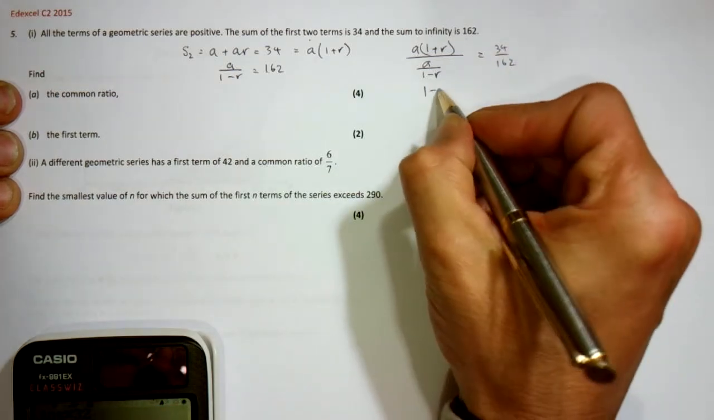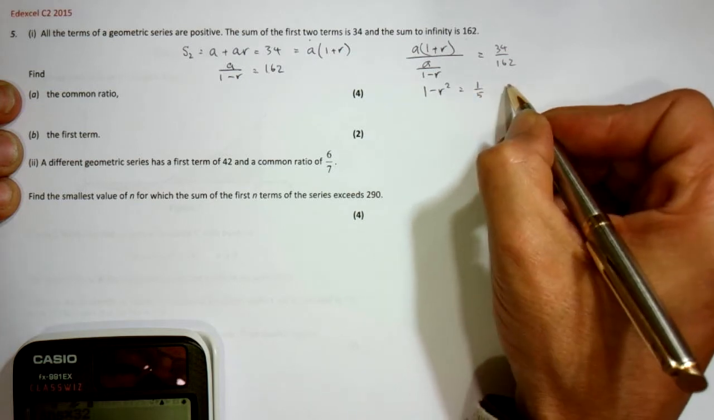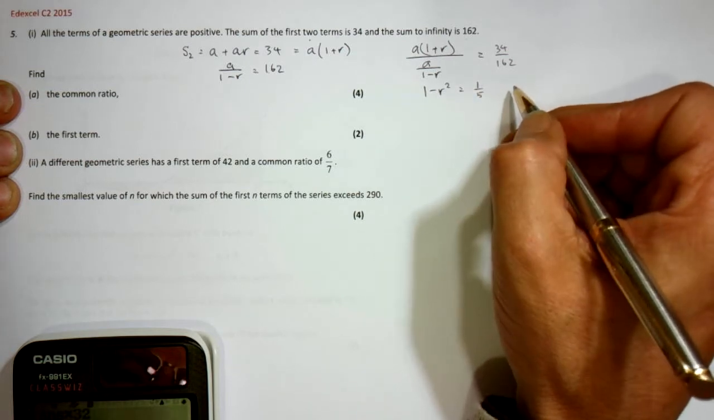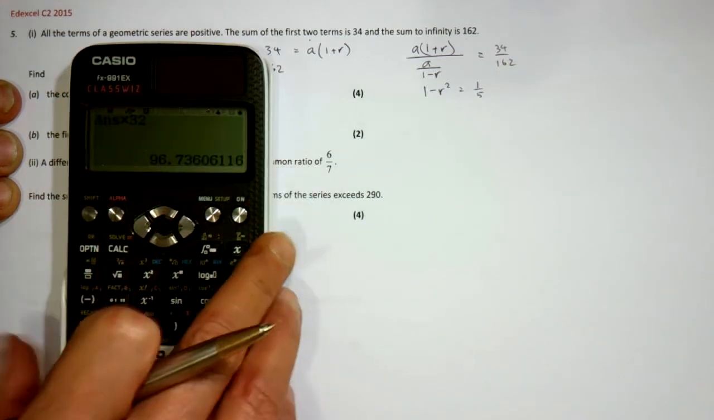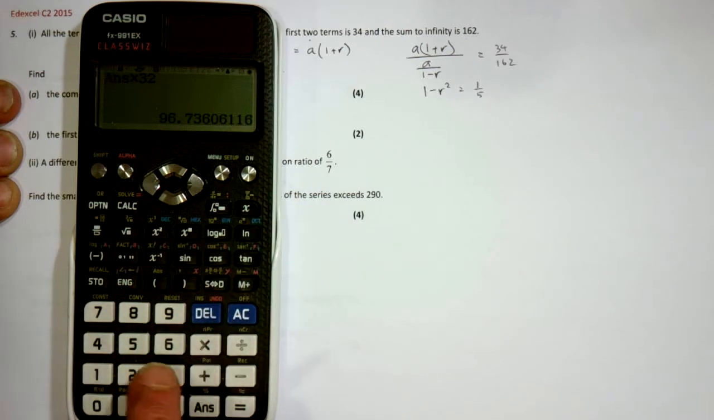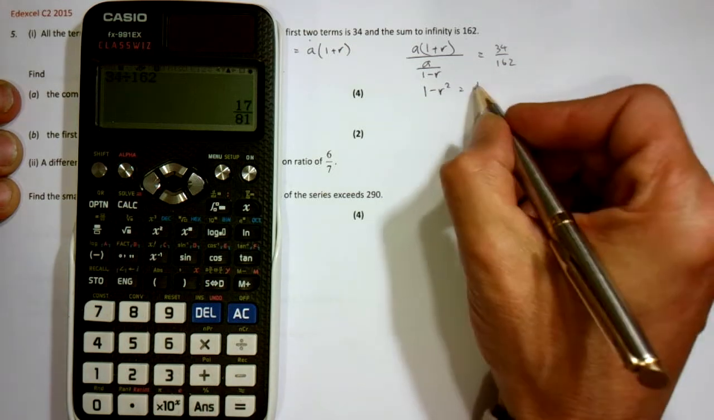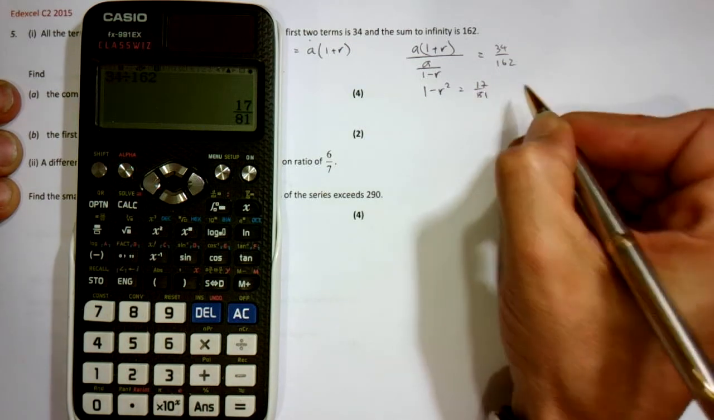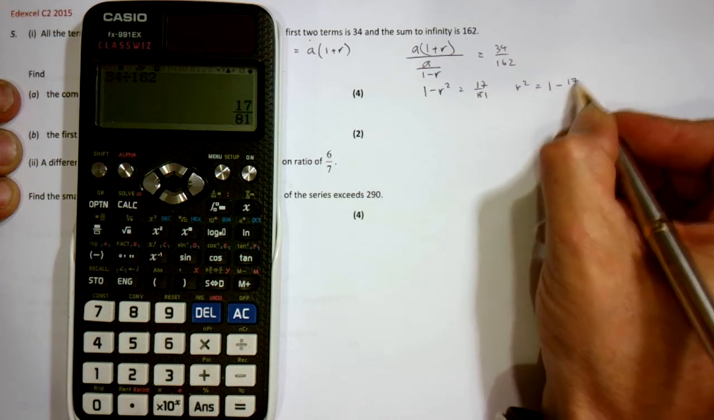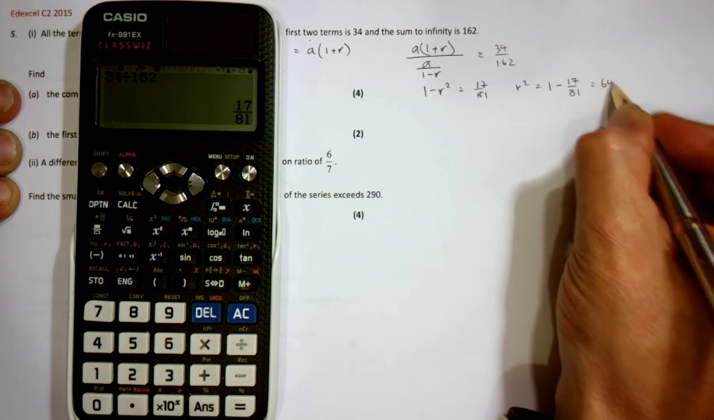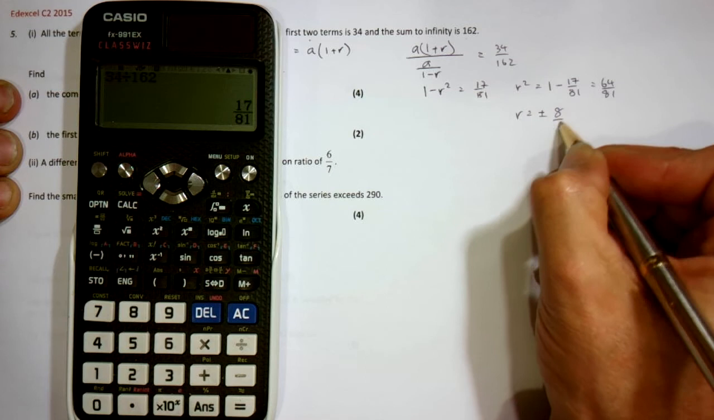So 1 minus R squared equals a fifth. No, it's not. 34 times something else is 162. 34 divided by 162 equals 17 over 81. So R squared is 1 take away 17 over 81 equals 64 over 81. And so R is equal to plus or minus 8 over 9.